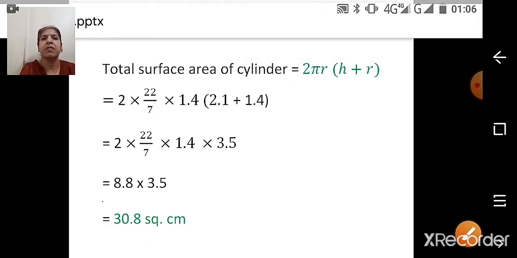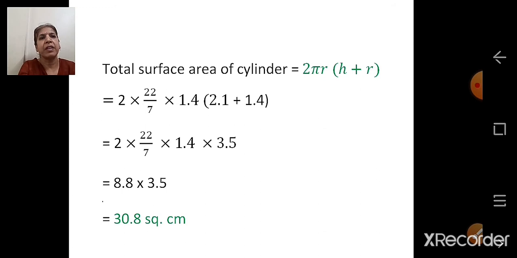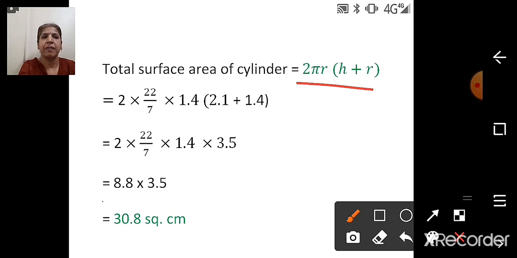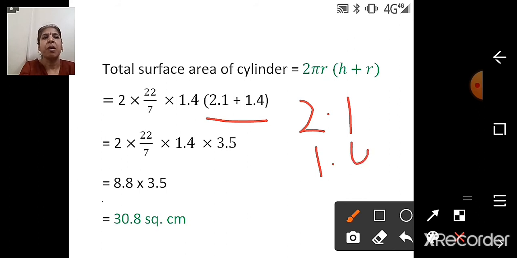Now total surface area of cylinder. So first thing we write the formula. Formula is 2πr(h + r). Then substitute the values. 2 into 22 upon 7 into 1.4. Then in bracket 2.1 plus 1.4. Then we will add the bracket part. So other things we will write as it is. 2 into 22 upon 7 into 1.4. And when you add 2.1 plus 1.4, that bracket you are going to solve.